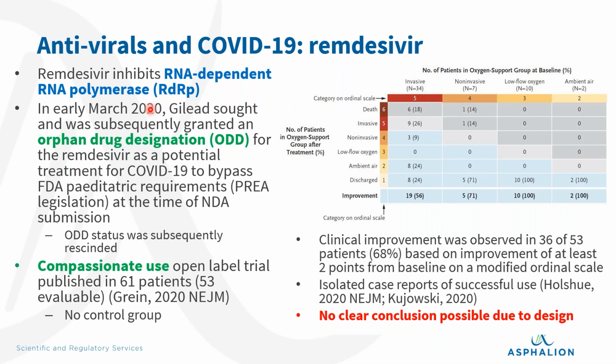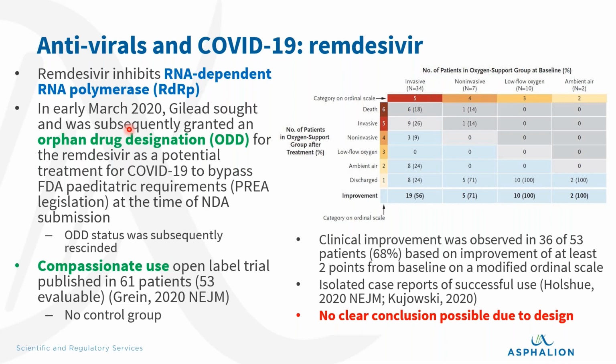There's a couple of interesting and slightly controversial regulatory issues around this compound. Apparently in March of this year, only 1 month ago, Gilead was successful in getting an orphan drug designation for this compound for the treatment of COVID-19. They already have an orphan drug designation for treatment of Ebola. Apparently the reason they requested this was to bypass the FDA pediatric requirements, the PREA legislation.